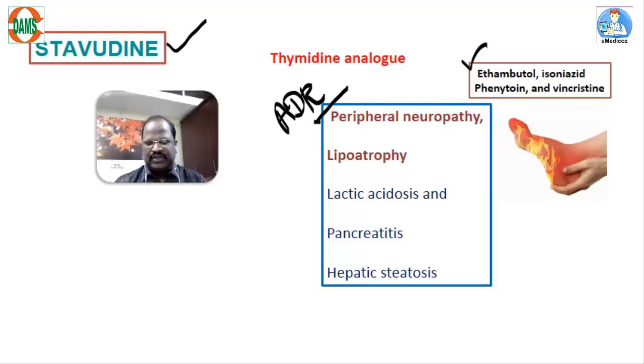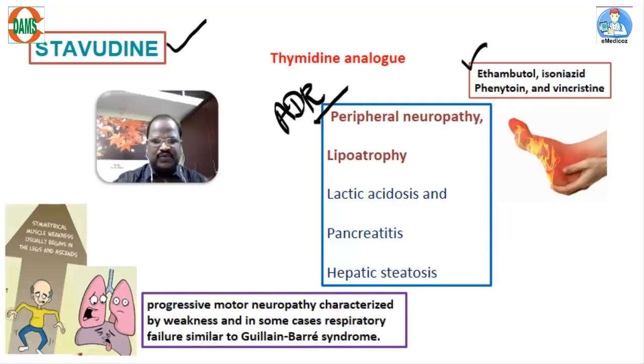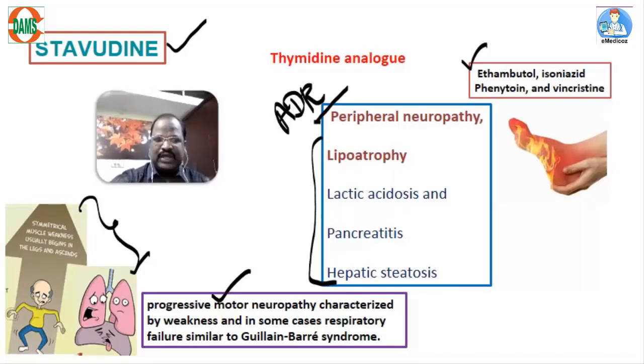Sometimes Stavudine may cause progressive motor neuropathy that may be characterized by weakness and in some cases respiratory failure, all the symptoms looking like Guillain-Barré syndrome. So if a question asks which antiretroviral drug may cause a problem similar to Guillain-Barré syndrome, think of Stavudine. And Stavudine also causes lipoatrophy, lactic acidosis, pancreatitis and hepatic steatosis.